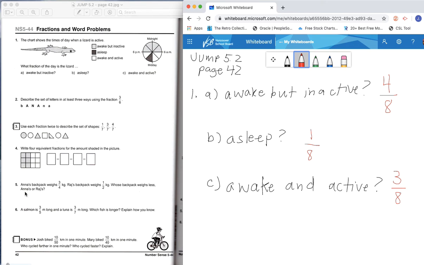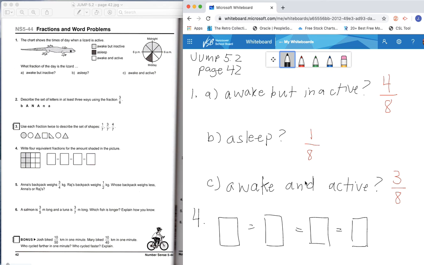Okay, number 5, actually, you know what, let's do number 4 together. I'll do number 4 with you. Okay, so we're going to start off, so you have to have 4 equivalent fractions. Let me write that first. Okay, so we're going to count how many boxes. 1, 2, 3, 4, 5, 6, 7, 8, 9, 10, 11, 12. Okay, so our first fraction is going to be out of 12. So how many have been shaded? 3, 6. So we're going to write 6. That's your first one.